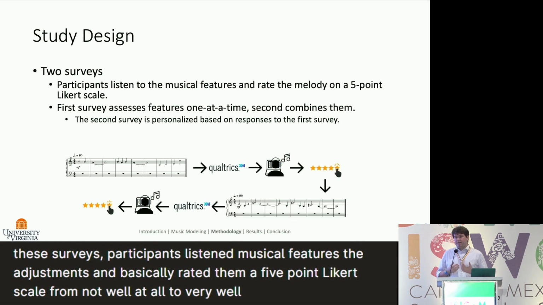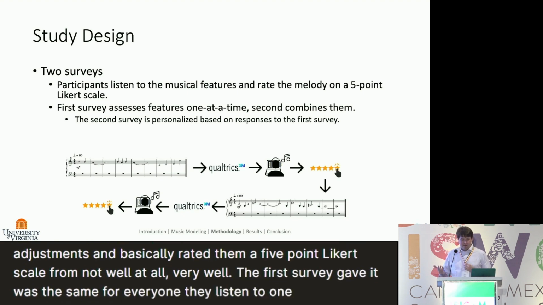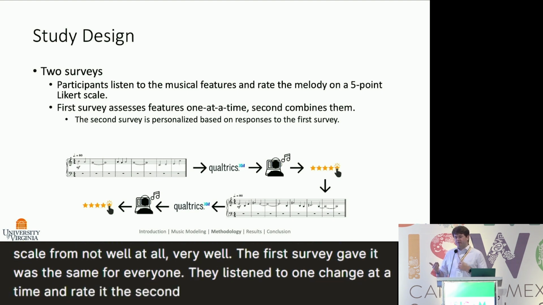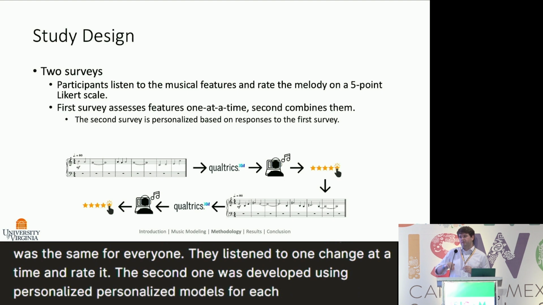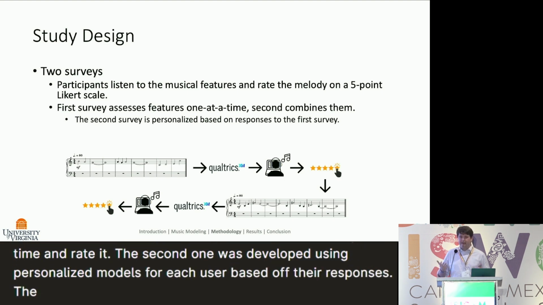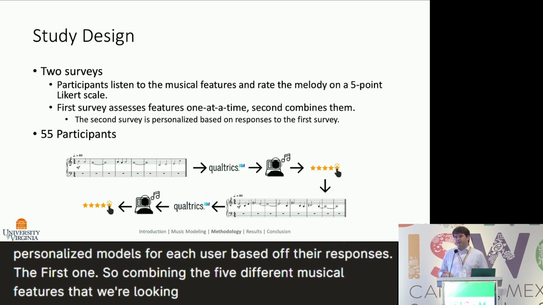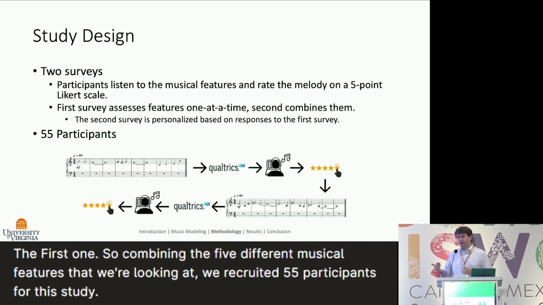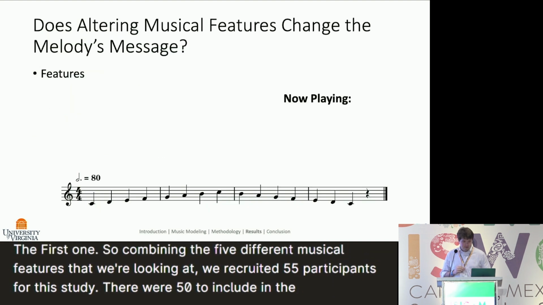The first survey was the same for everyone. They listened to 1 change at a time and rated it. The second one was developed using personalized models for each user based off their responses to the first one, combining the 5 different musical features that we're looking at. We recruited 55 participants for this study. There were 52 included in the analysis for the first survey and 45 in the second.